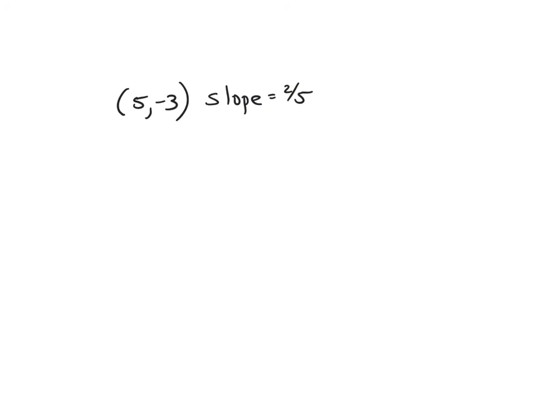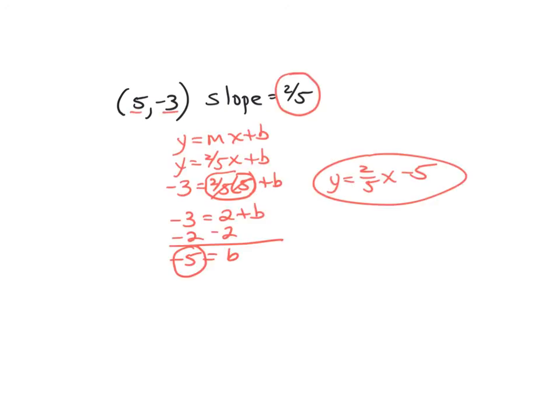Let's go through another example just like the previous one. What's the equation of a line if it goes through the point 5, negative 3 and has a slope of 2/5?